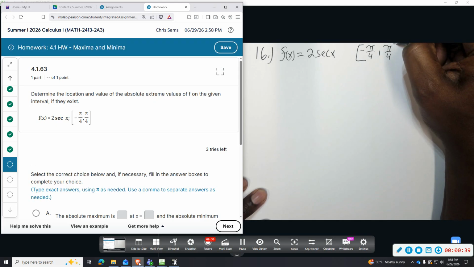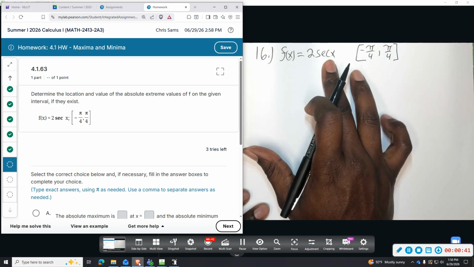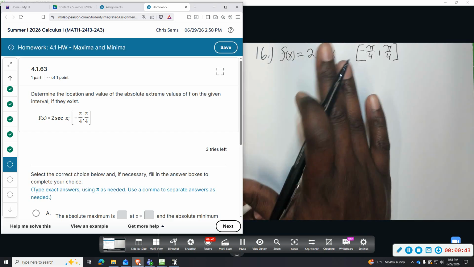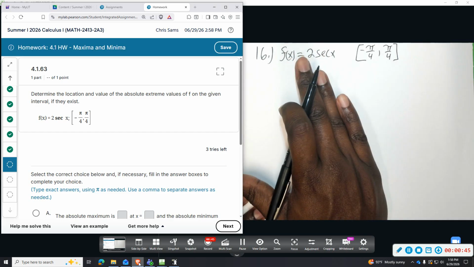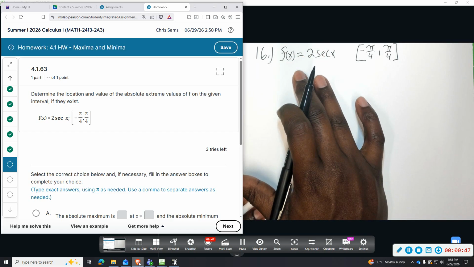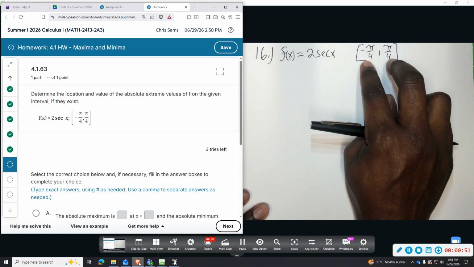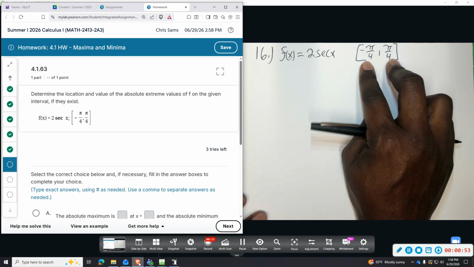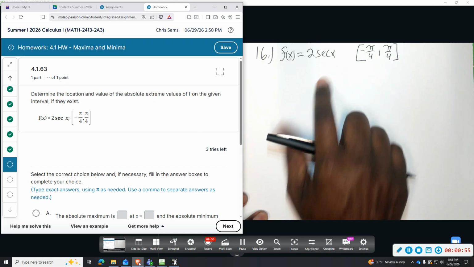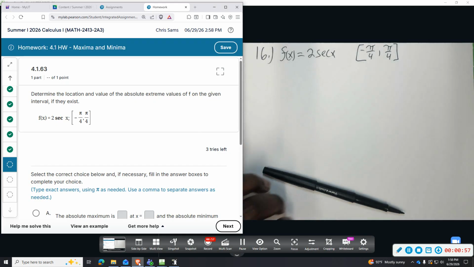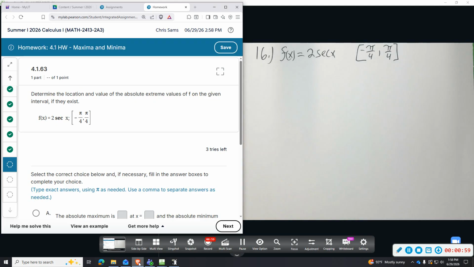So again, the process is find the derivative, find the extreme points, and we're going to test those extreme values in the original function as well as the endpoints, and that will give us our max and min. All right, so we're going to find the derivative. Now, some of these trig derivatives you might commit to memory. Some of them we'll just refer back to our trig cheat sheet.